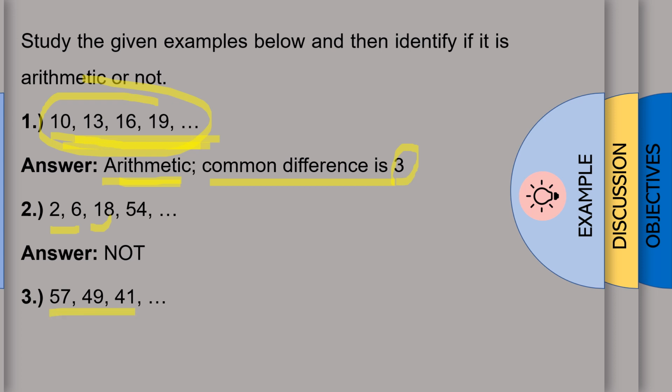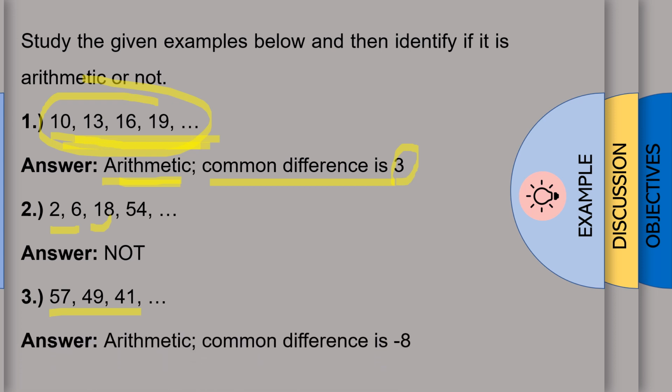Okay? Next, number 3. 57, 49, 41, so on and so forth. So again, sabi natin kanina by definition, at least 3. Kahit tatlo lang yan na terms or numbers sa isang sequence, pwede pa natin siyang tawagin na sequence. Ma-identify na natin yung pattern niyan. Tingnan natin, meron ba siyang fixed number na ina-add? May pattern ba? 57, 49, tapos 41. The correct answer is yes, arithmetic yan.